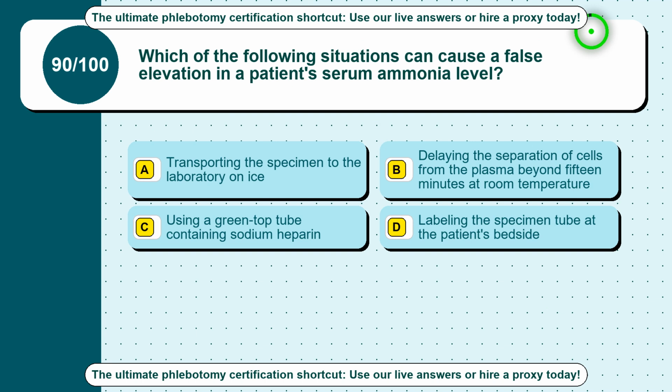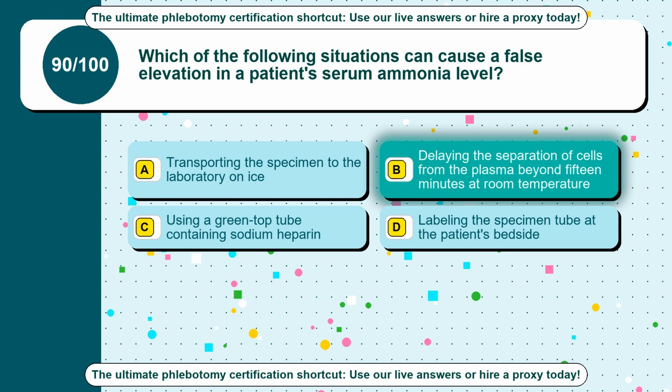Question 90. Which of the following situations can cause a false elevation in a patient's serum ammonia level? Option A, transporting the specimen to the laboratory on ice. Option B, delaying the separation of cells from the plasma beyond 15 minutes at room temperature. Option C, using a green top tube containing sodium heparin. Option D, labeling the specimen tube at the patient's bedside.